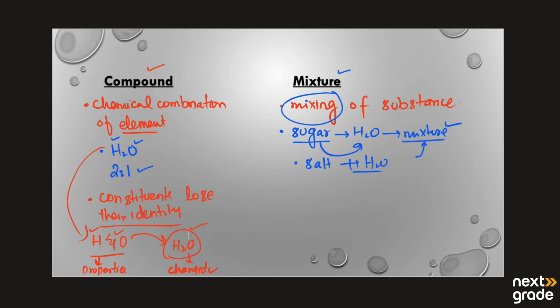On the other hand, a mixture shows the properties of its constituents. In a salt and water mixture, the salt will remain salt, as its properties will not change, and the water will remain water, its properties are not going to change.